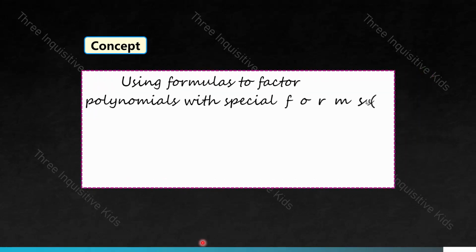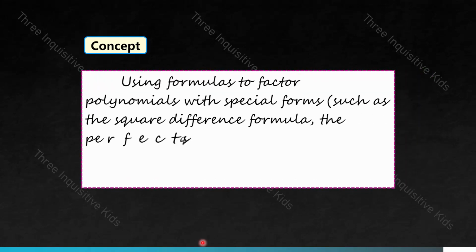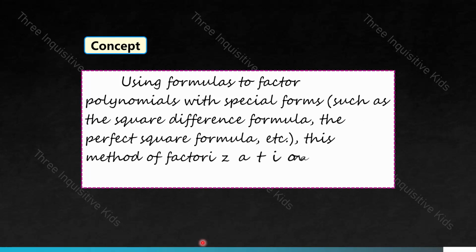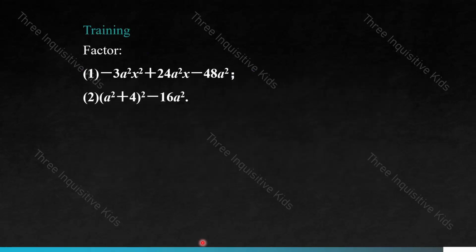So here is our overall concept. Using formulas to factor polynomials with special forms such as the square difference formula and the perfect square formula, this method of factorization is called the formula method. Let's do some more training. Factor these two expressions.